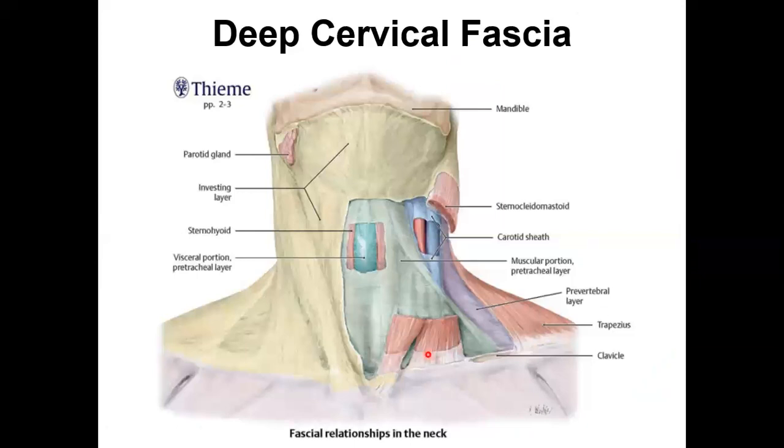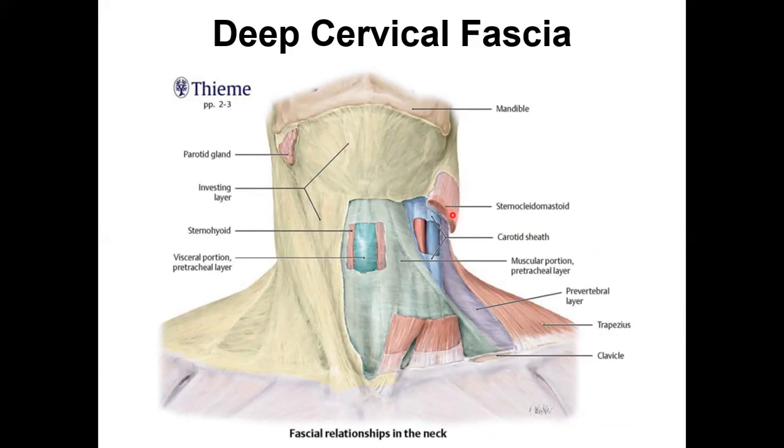Okay. Deep cervical fascia. All right. So they've taken off the skin and the subcute, and now they're just showing you the fascia. So here's your investing layer of fascia. They make the point here that here's your parotid gland. Your parotid gland is also surrounded by fascia.